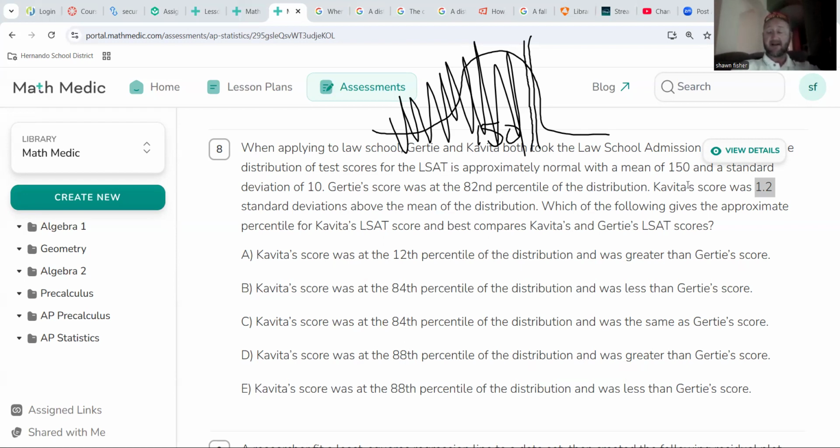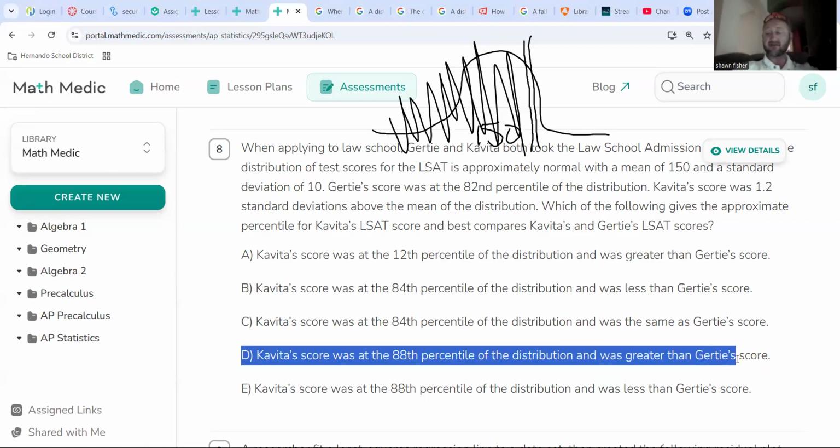Well, tell me, is Kavita's 88th percentile above or below Gertie's 82nd? Well, it looks like here it's above it. So Kavita's score was 88 and was greater than Gertie's, not less than, greater. So therefore, we're going to say D is our answer for that.